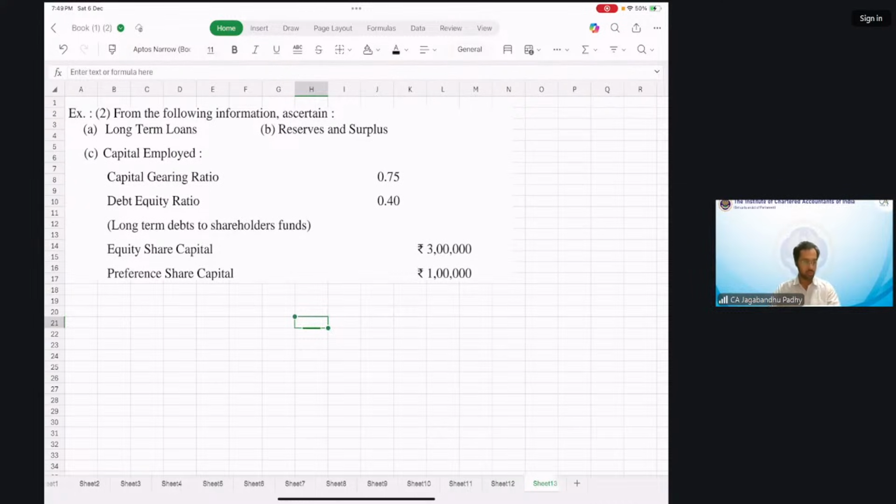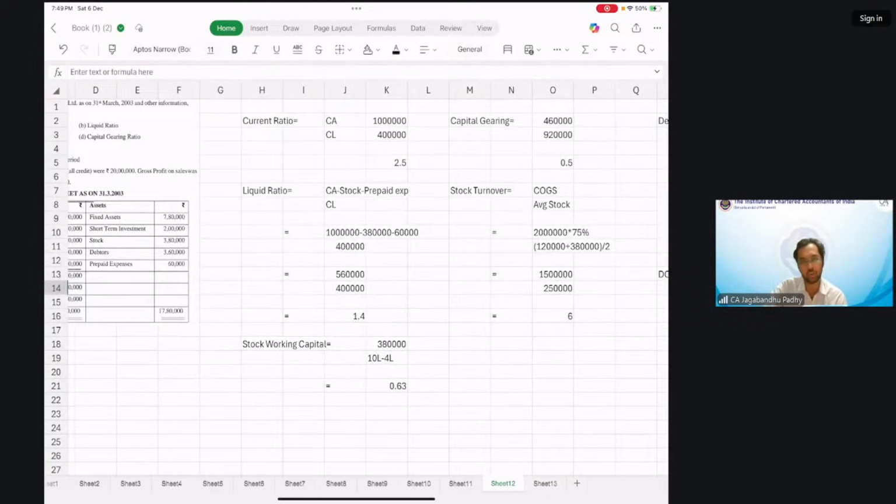Okay, guys, try out this question number 2 as an example. Did we use COGS in stock turnover because there was gross profit given in stock turnover? Yes, stock turnover will always be COGS. Yes, Aditya.